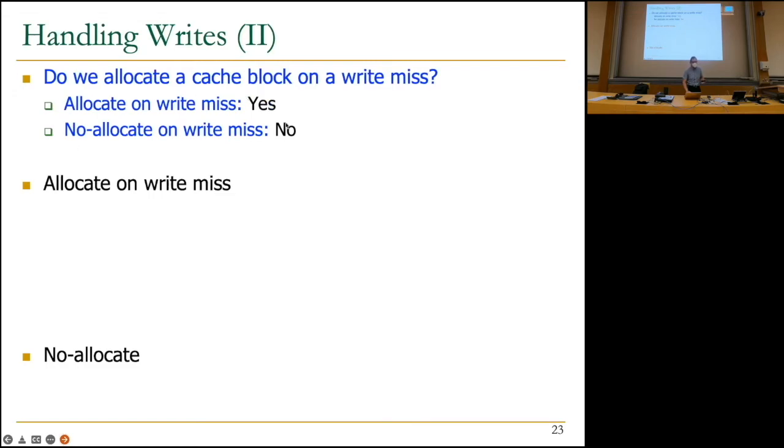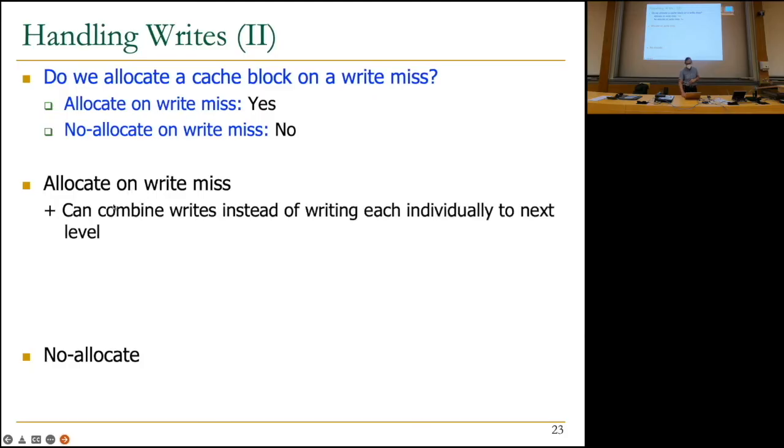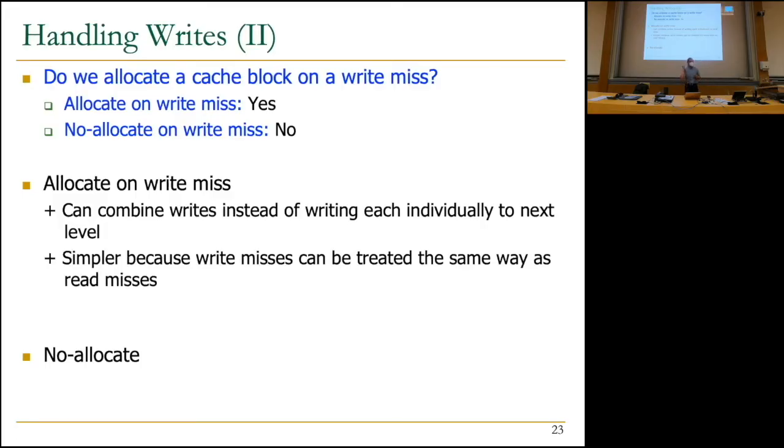If you don't allocate it, then the answer is no. So let's take a look at the trade-offs. If you allocate the cache block on a write miss, you can combine the writes instead of writing each individually to the next level. So there's again the combining effect, right? If you don't allocate, you keep writing to the next level. Maybe not good. And this is simpler because write misses can be treated the same way as read misses.